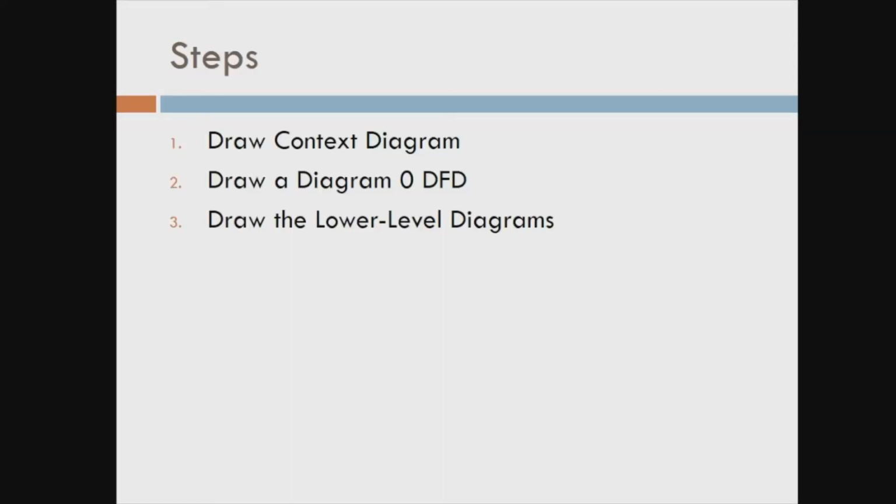In order to draw the data flow diagram, the first step is you need to draw the context diagram. The context diagram is the diagram that shows the overall process of your information system. And then after you have the context diagram, next you need to draw a diagram 0 DFD. And then after that you will draw the lower level diagram, means from the overall, general part, you try to expand your diagram into more specific tasks.